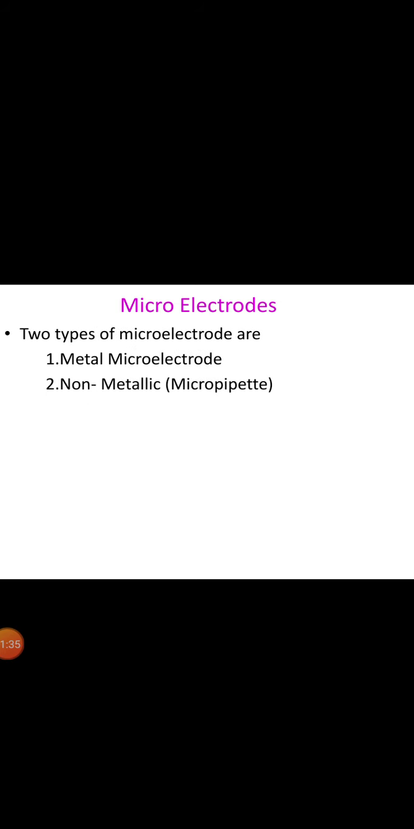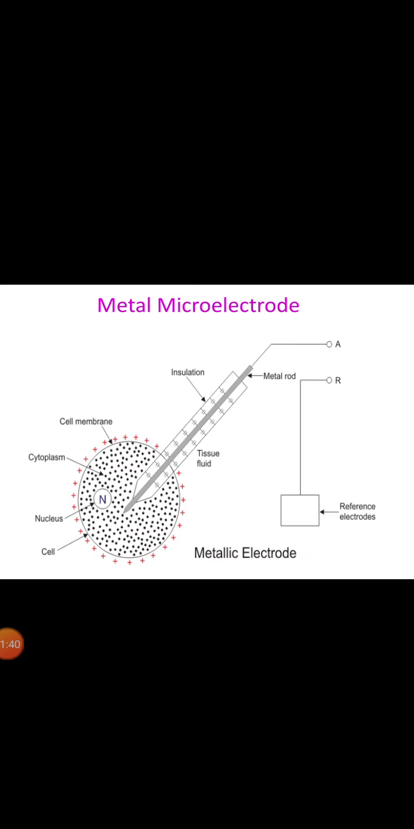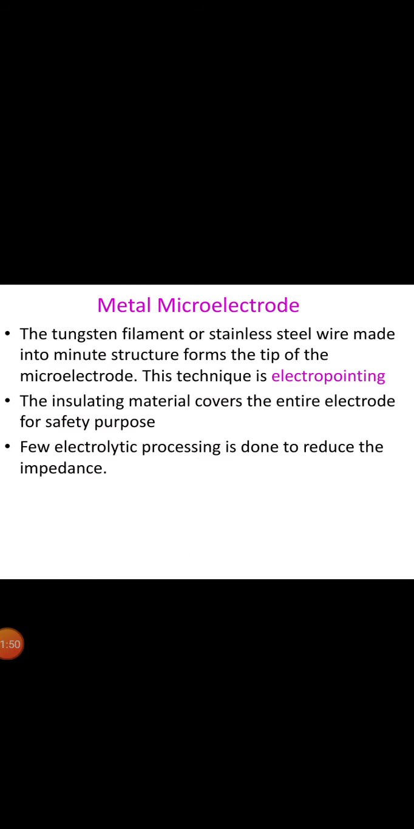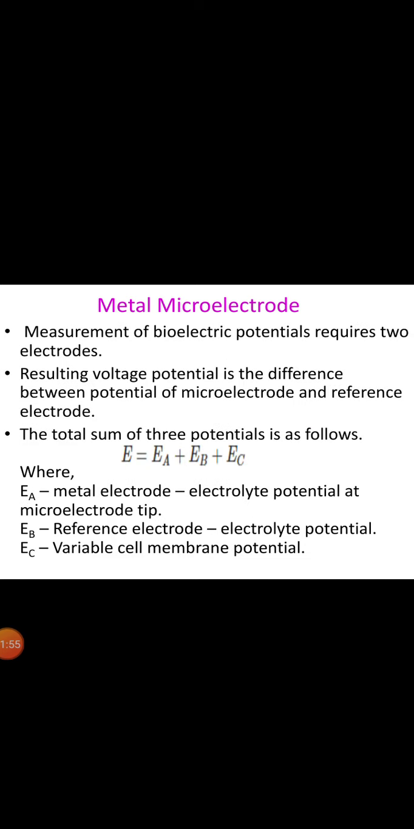One is the metal microelectrode and the other is the micropipette. Metal microelectrodes are formed by electrolytically etching the tip of a fine tungsten or stainless steel wire to the desired size. Then the wire is coated with an insulating material. For the metal microelectrode, the measurement requires two electrodes. The resulting voltage potential is the difference between the potential of the microelectrode and the reference electrode. The total sum of the three potentials is E equals EA plus EB plus EC.